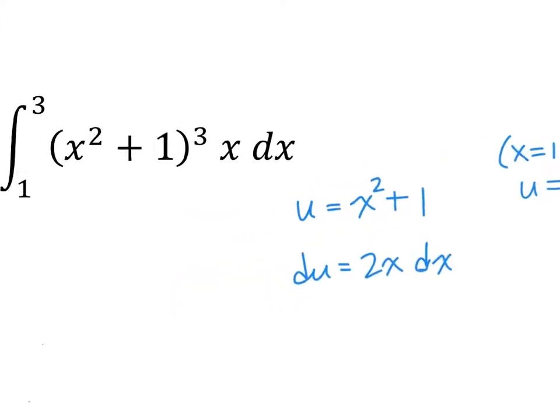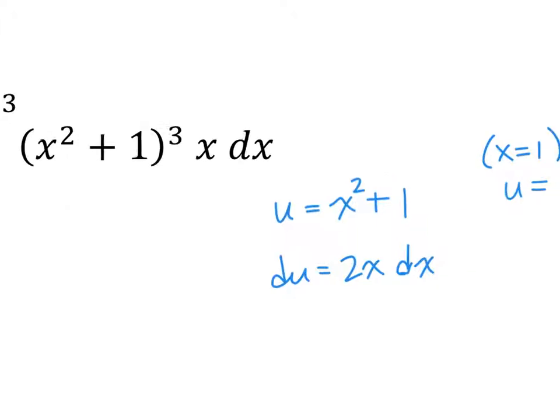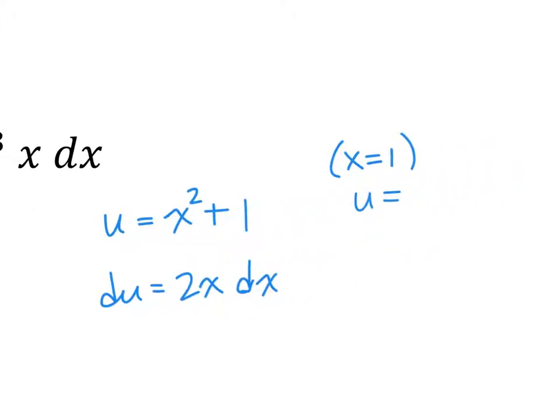So we are evaluating from 1 to 3. So then we are trying to change the limit so that this is in terms of u. The lower limit is in terms of u. So when x is 1, what value is u? 2. So it's just substitute in, right? So 1 squared plus 1, this is 2.